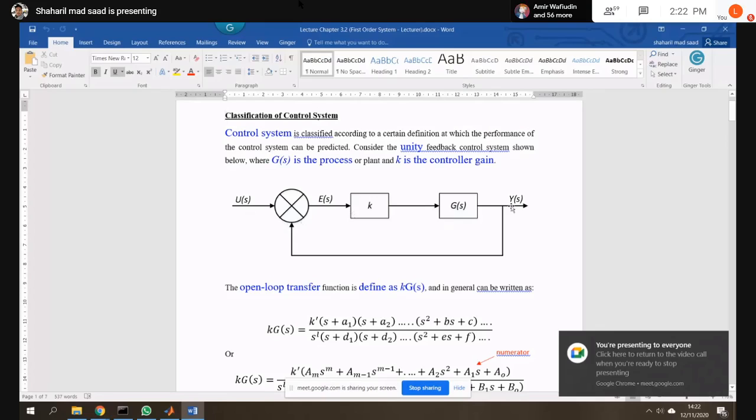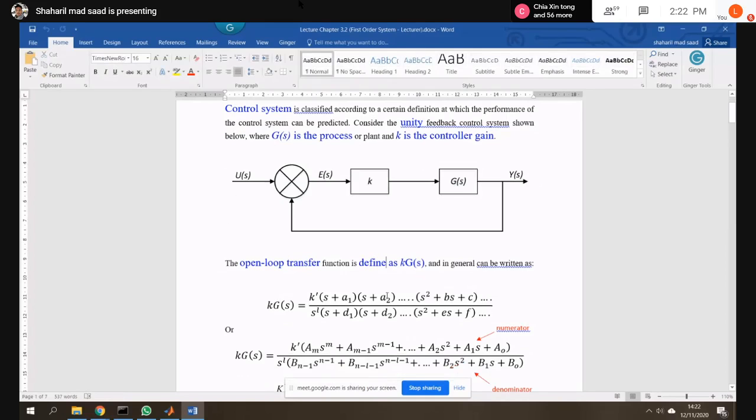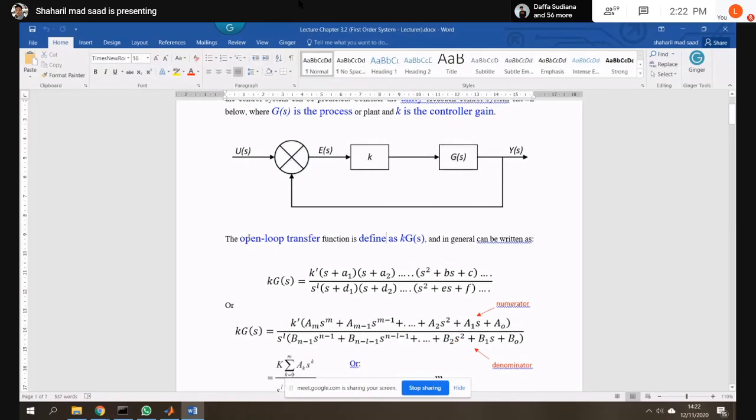Okay, so let's look at this system. You got the output and then the input, and then K is the controller, and then G is the process, and also sometimes you got the H here, right? Like this one, H equal to 1 as the feedback of the system, right? So there is one term that you will be familiar with. We call it open loop transfer function. So open loop transfer function means that K, the controller, you times with the process G, right?